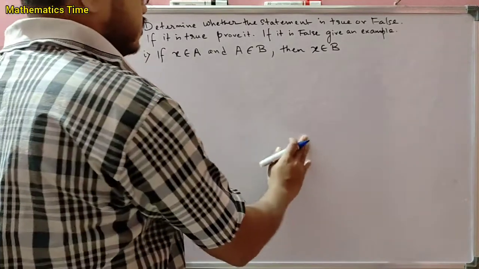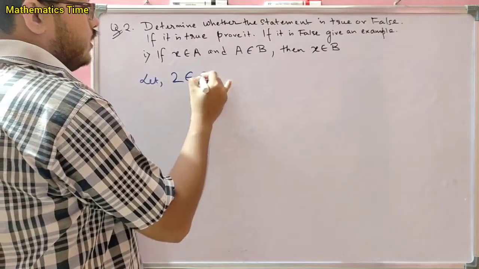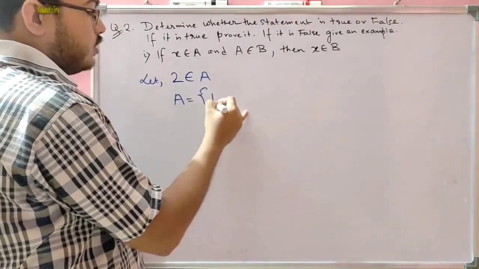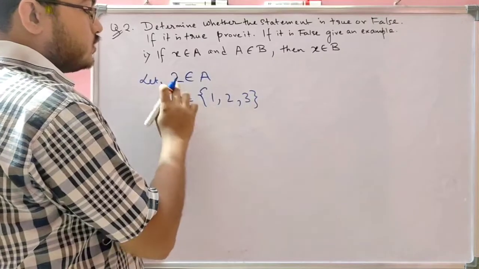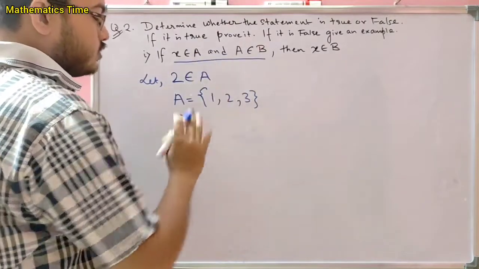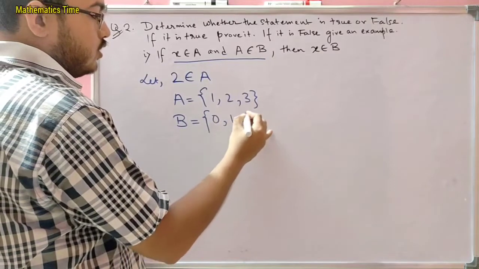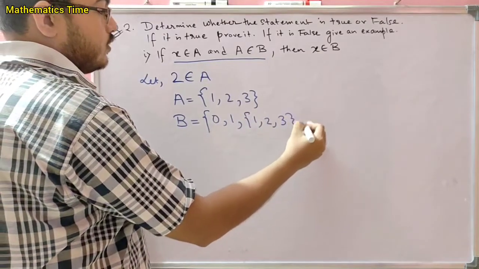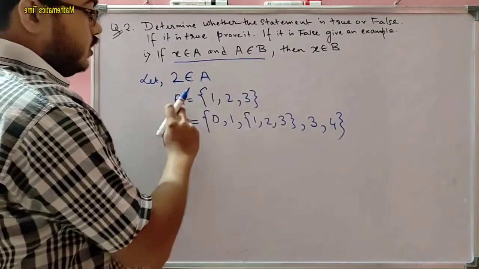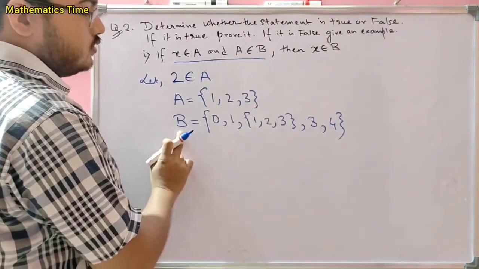So we are taking an example first. Let 2 belong to A, and we are considering the set A as {1, 2, 3}. So this will satisfy 2 belongs to A. Now we satisfy this portion first. So B will be, let us consider, {0, 1, {1, 2, 3}, {3, 4}}. Now here 2 belongs to A. Yes, 2 belongs to A. A belongs to B. Yes, it's satisfied that this set belongs to B.